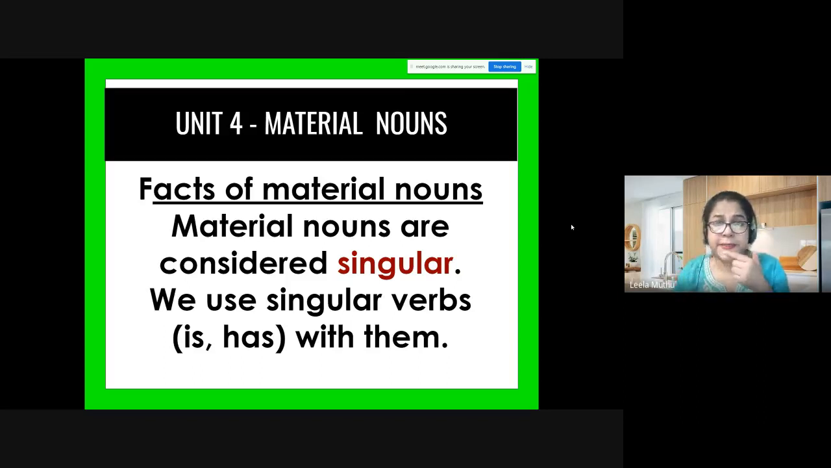So, facts of material nouns, some things that you should know. Material nouns are always considered to be singular. For example, if I say something about gold, I cannot say gold are, because we use the verb are when we're talking about plural objects, like the boys are, but we'll say the boy is. One boy is, many boys are. So similarly, I cannot say gold are expensive. I have to just say gold is expensive. Plastic is cheap. Iron is useful. And so we are treating all the material nouns as singular nouns.